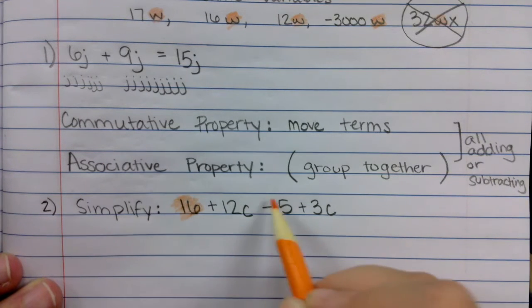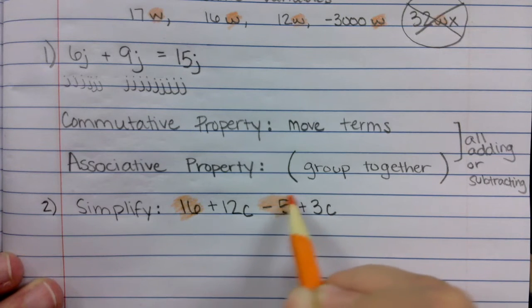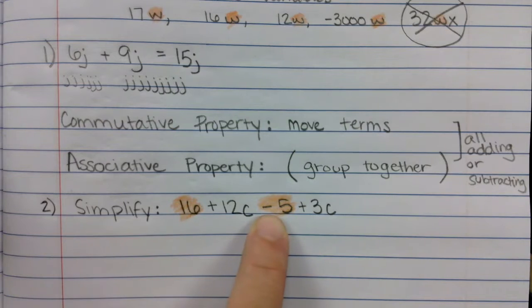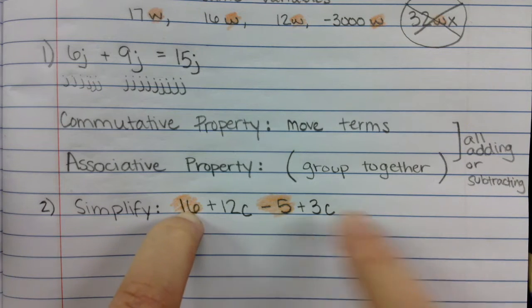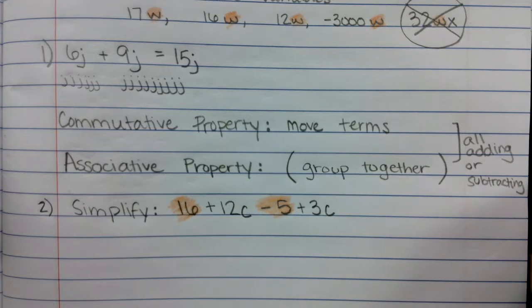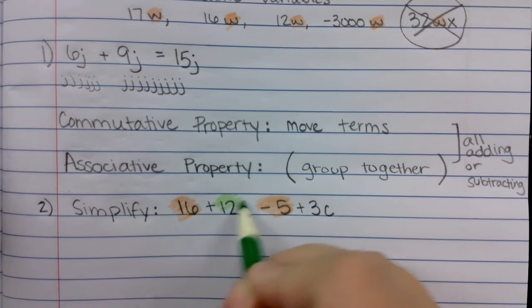What do we call these numbers? They're like terms and they are constants. Yep, you got it. Okay, what other like terms do I have? Good, 12c and 3c. So if we were going to show our work, which throughout this year we'll start showing less and less work as we go. Today we're going to show our work though.